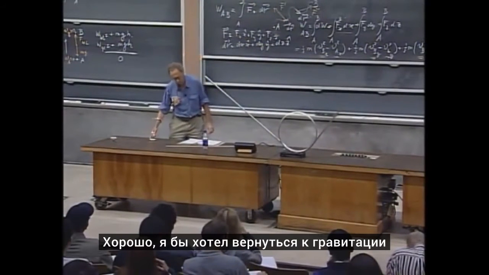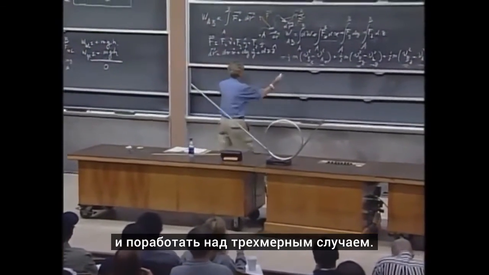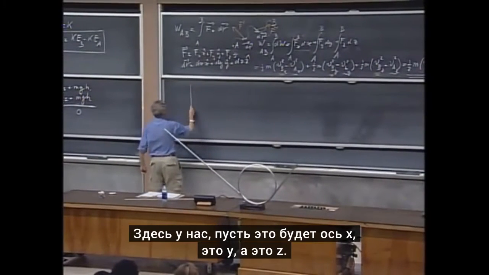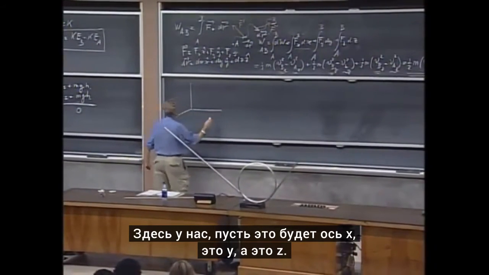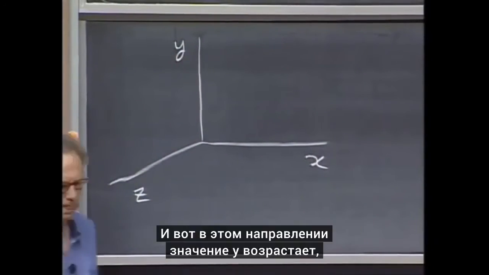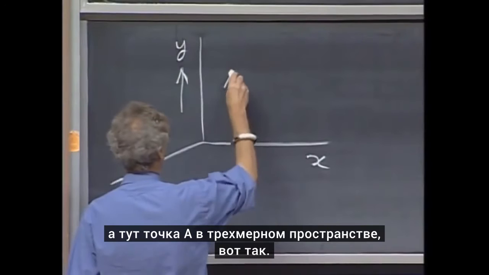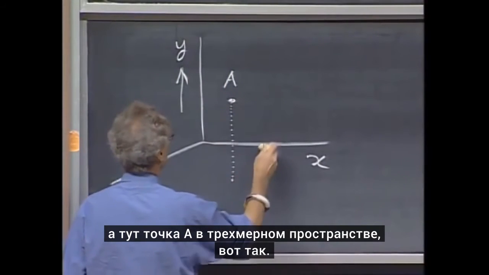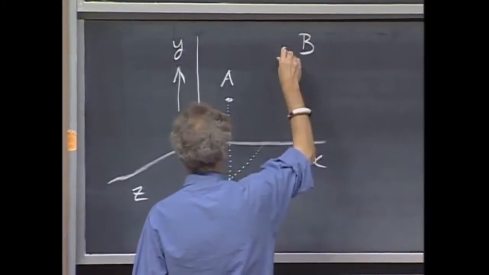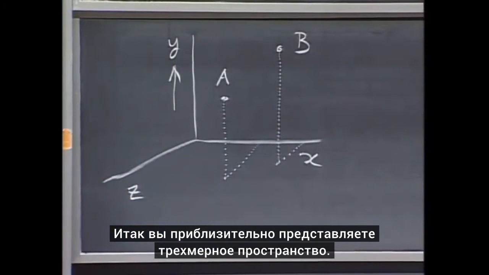All right. I'd like to return to gravity and work on a three-dimensional situation. We have here that this be x, this be y, and this be z. And here is the increasing value of y, and there's point A in three dimensions, like this, and there is here point B. So you get a rough idea about the three dimensions.